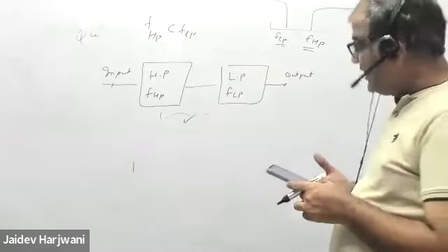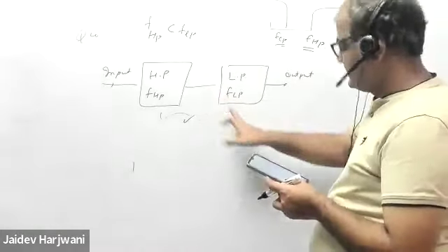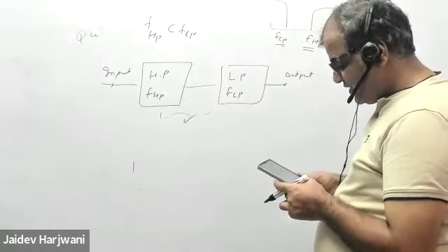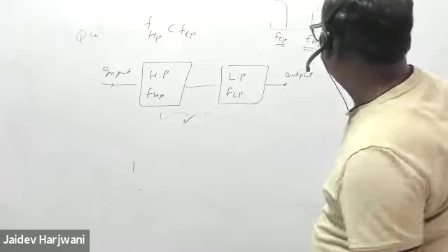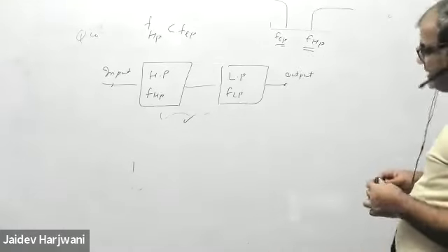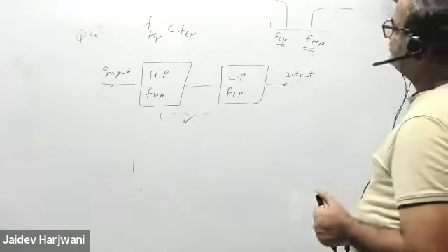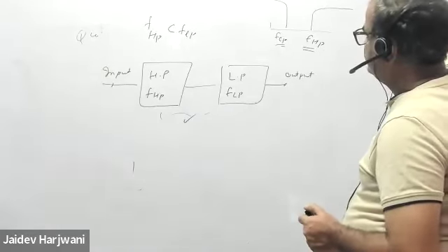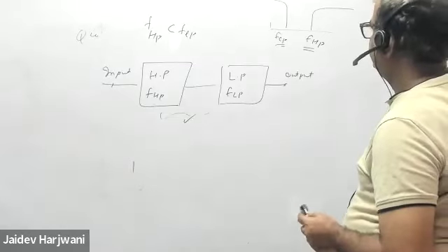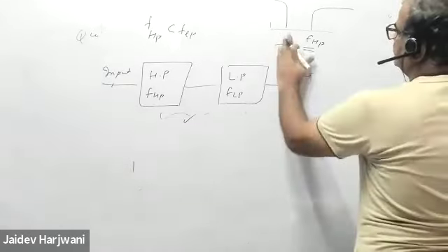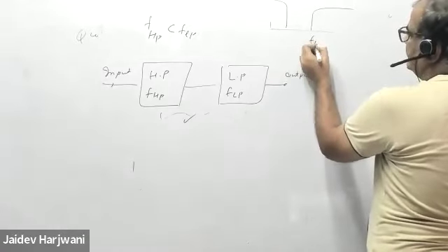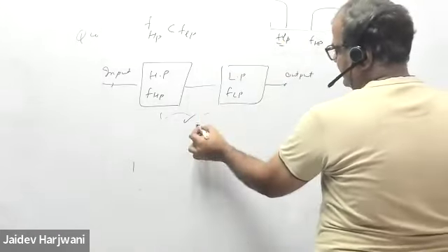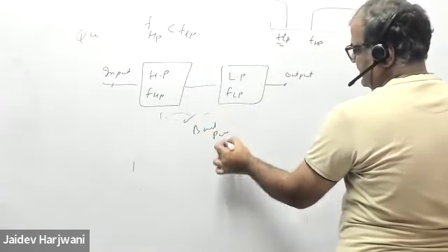FHP is acting as a band pass filter, and B passes the signal without filtering. Without filtering means all the signal should pass. How? For this condition, right, sir? When FHP is less than FLP, for this condition, this is a band pass filter, correct? This is a band pass filter.